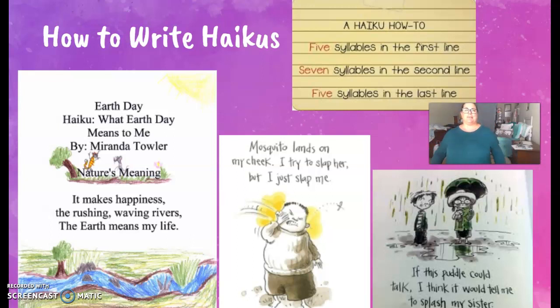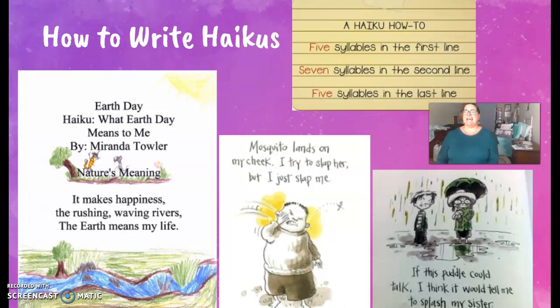So I have a couple to share with you today. Since we just celebrated Earth Day, I thought this first poem would be perfect for us. It was written by Miranda Towler, and she said that it's her Earth Day haiku, what Earth Day means to me. And her title is Nature's Meaning. It makes happiness, the rushing, waving rivers. The earth means my life.